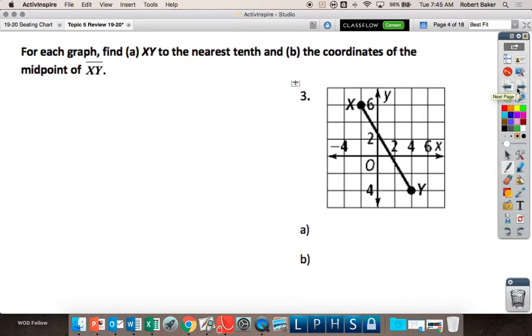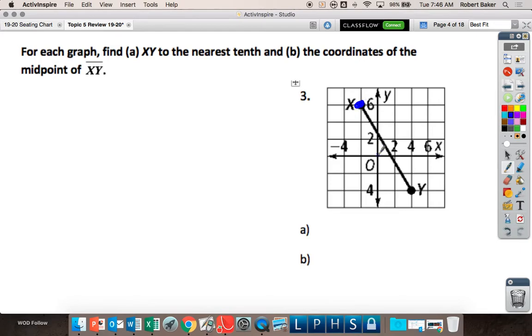Alright, these questions came directly off your homework. A lot of you guys were struggling with these. It says find the length of x and y to the nearest tenth. Most of you guys were struggling with this, and what I recommended doing was to figure out what is the coordinate location of x. Where is x on the graph?